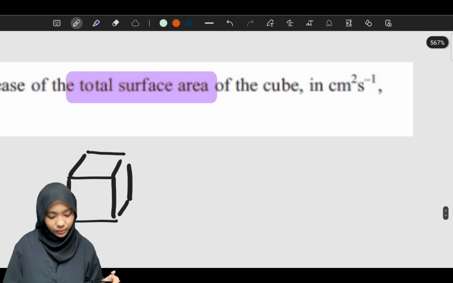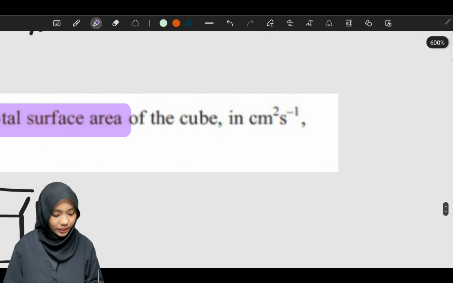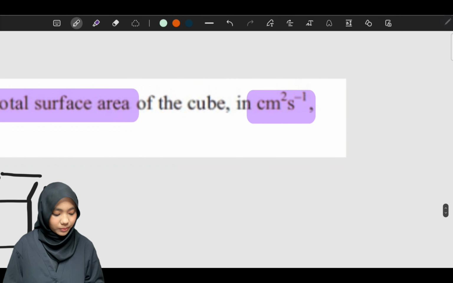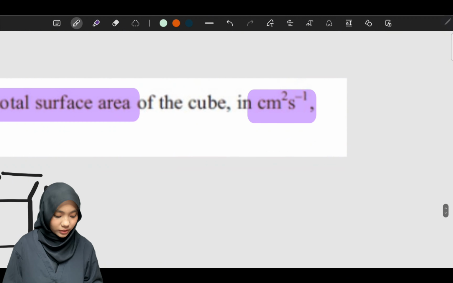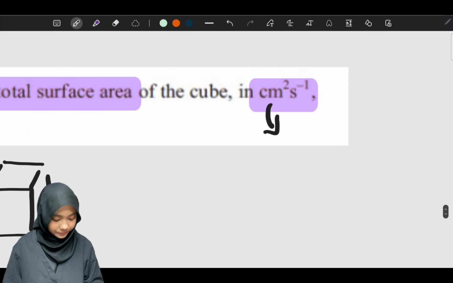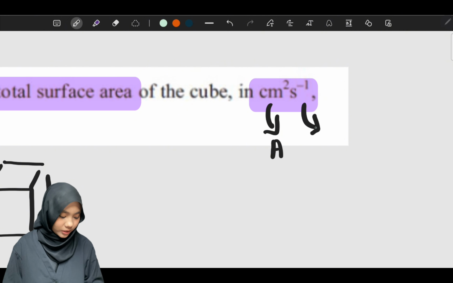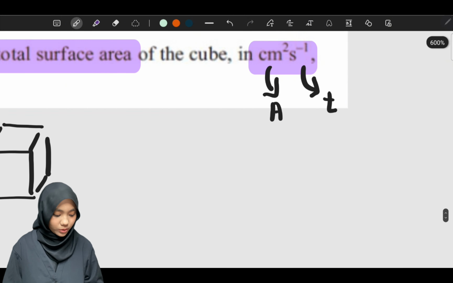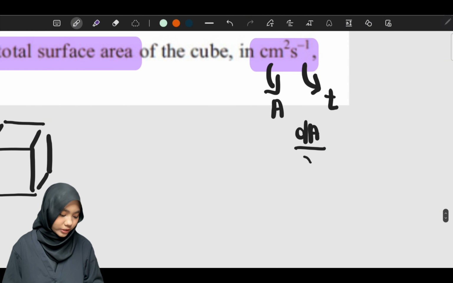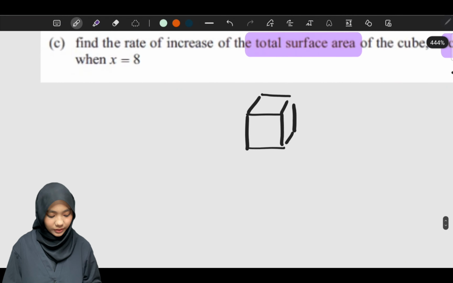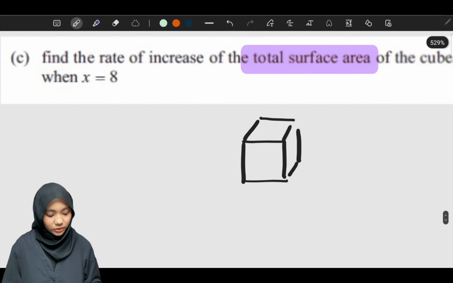Okay, so from the total surface area ni, kalau tak tahu kita nak cari apa, we can take a look at the unit given, centimeter square per second. So centimeter square means area, and per second tu adalah t, time. So basically kita boleh tahu dah dia nak dA over dt.